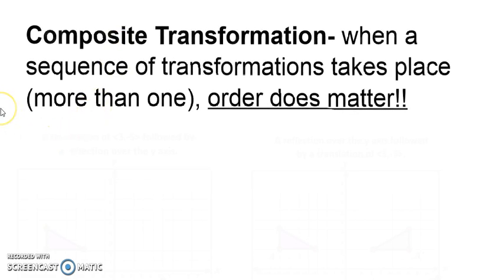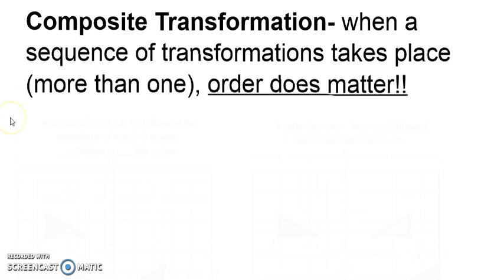So the definition of composite transformation is when a sequence of transformations takes place, which sequence would be more than one, and order does matter. It's very important to recognize that order matters in composite transformations. Pause this video if you need to copy down that definition, so make sure you pause it and get that down. And we're going to look at two examples when order would change the result of the composite transformations.